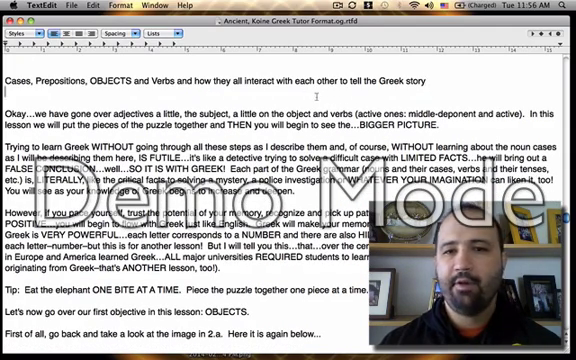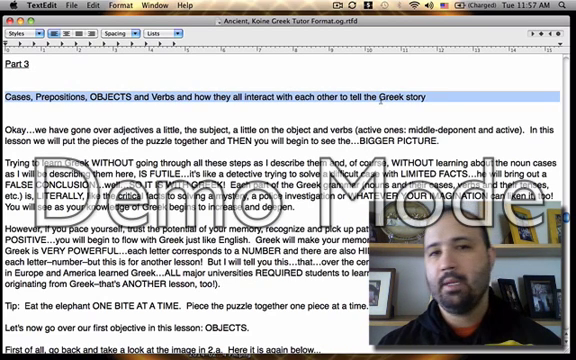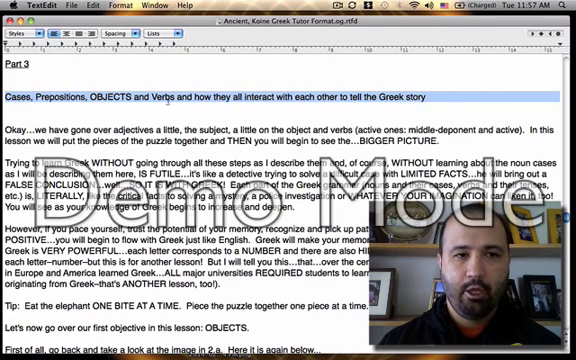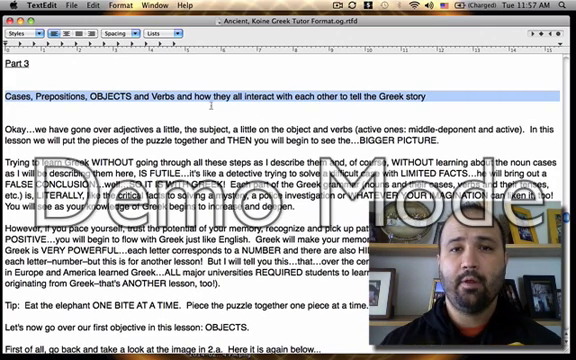Okay, what do we have here now? We're dealing again with cases, prepositions, objects, and verbs, and how they interact. All of them interact to tell the Greek story. Focus on all of these here, understand their function within a Greek sentence, and you'll be able to master Greek within a short amount of time.